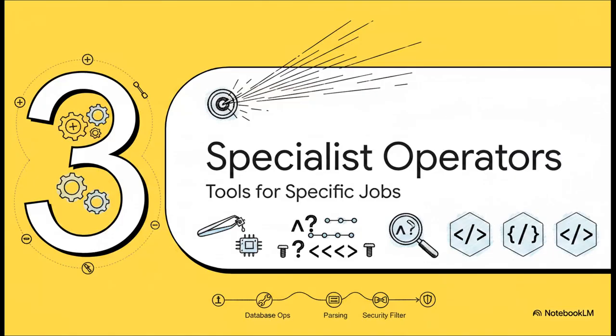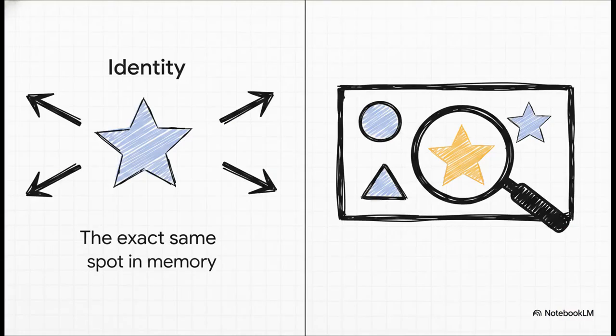Okay, we've covered the everyday tools. Now let's look at the specialists. You're not going to reach for these every single day, but when you have a very specific job to do, they are incredibly powerful and the absolute best tool for the task. So identity operators, is and is not, are super strict.